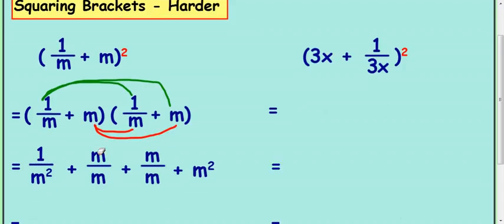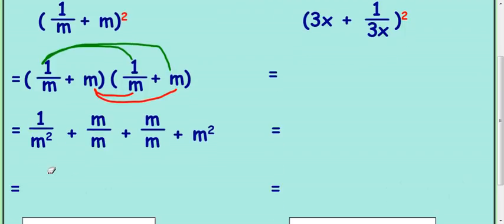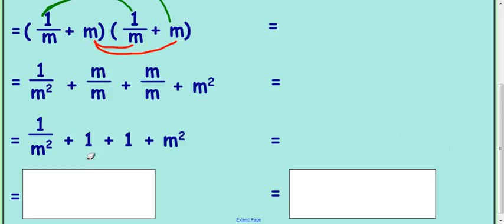Now at the start we said 4 over 4 made 1. And it's the same with m over m. You have to remember that m stands potentially for any number at all. So if we've got 6 over 6, it would come to 1. So m over m is just 1. This m over m is another one, and then we've got an m squared. So we're nearly finished here. We can simplify this middle bit to 2, and we've got 1 over m squared plus 2 plus m squared.